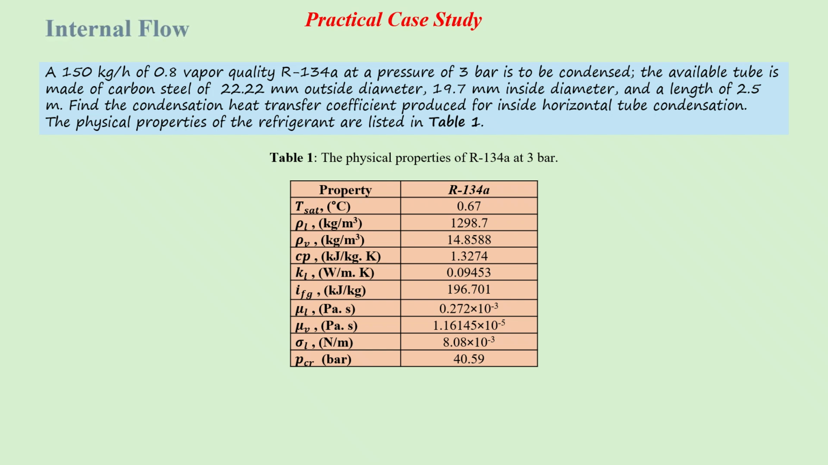the refrigerant properties are listed in table 1 as shown in this table. We have the saturation temperature equal to 0.67, and the last row represents the critical pressure of Freon 134A, which corresponds to 40.59 bar, and sigma L represents the surface tension of the liquid for the refrigerant 134A.